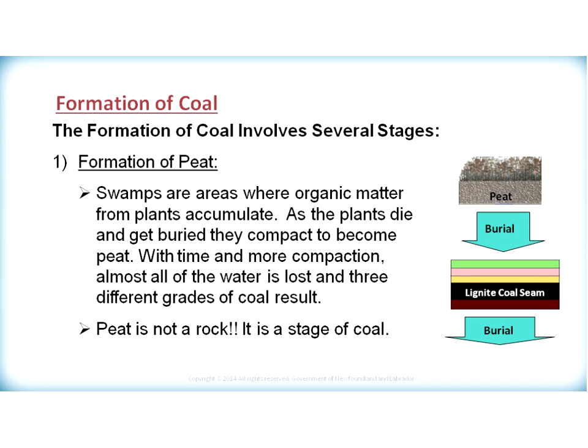Let's look at the formation of coal. The formation of coal involves many different stages. The first stage is the formation of peat. Swamps are areas where organic matter from plants accumulates. As the plants die and get buried, they compact to become peat. With time and more compaction, almost all of the water is lost, and 3 different grades of coal will result.